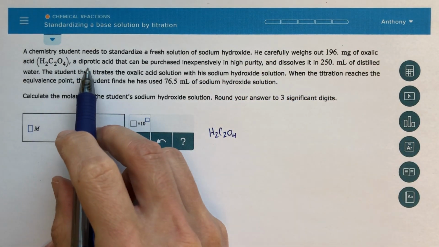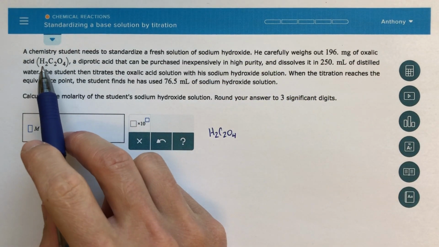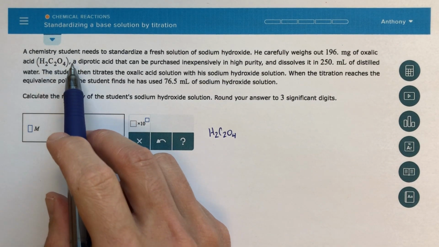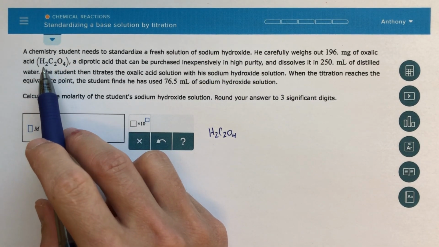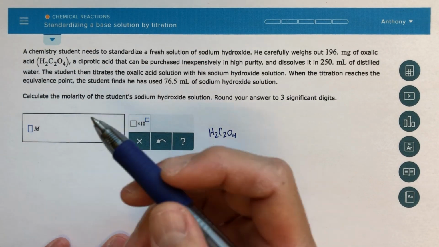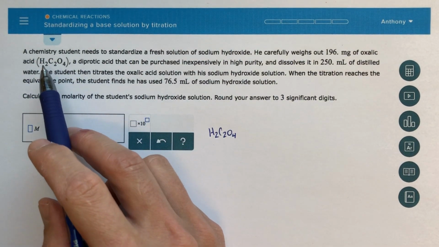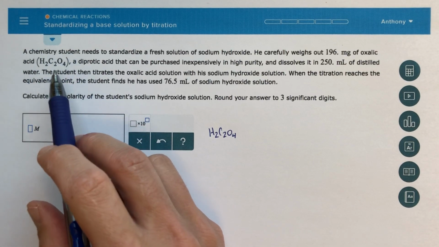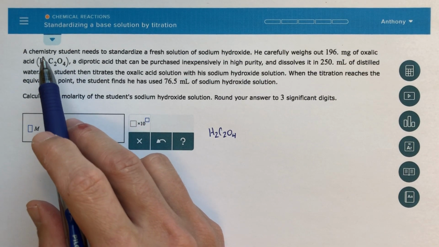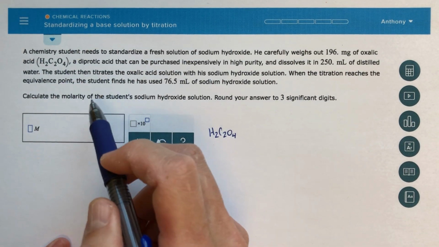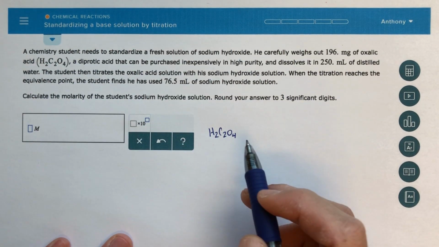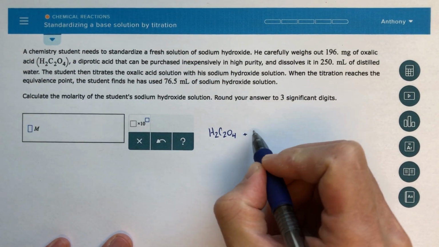H2C2O4, we're told that that's a diprotic acid. So a good indicator here is that I've got H2 in the very front. When we see that, these are the acidic protons. They're going to be coming off as H+. They can react with OH- to form water in our neutralization reaction. The way that it's written out here does suggest it's diprotic. It also tells us it's diprotic. So two of these are going to come off to react with our sodium hydroxide.